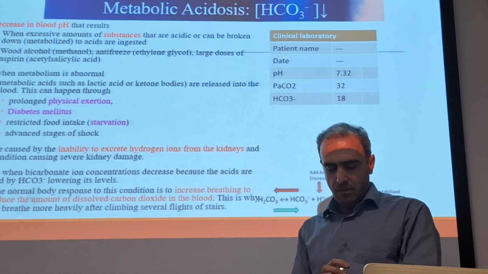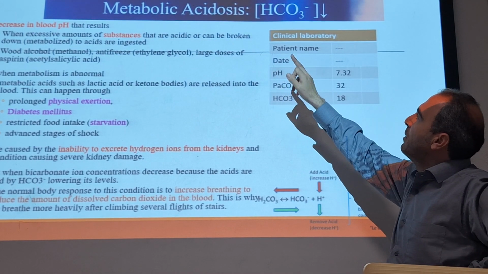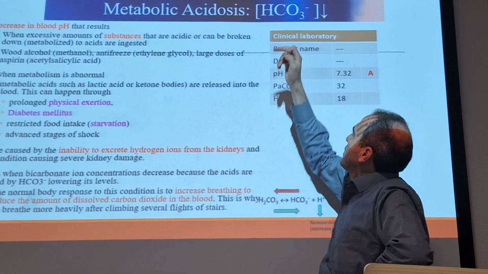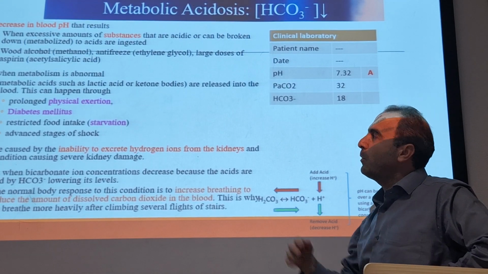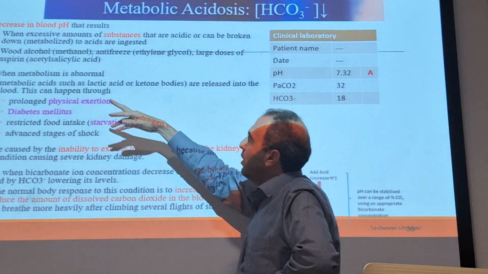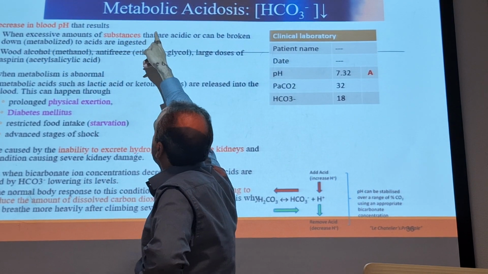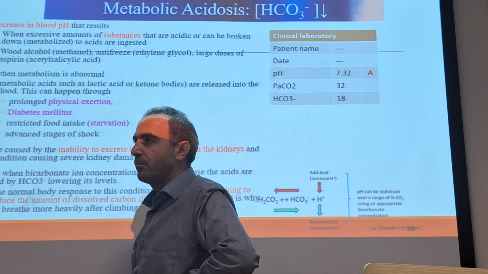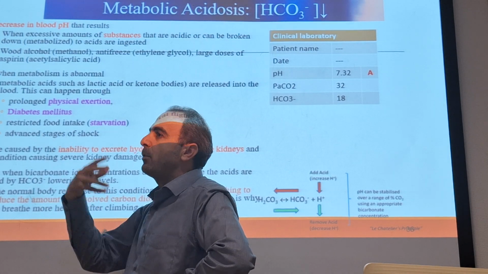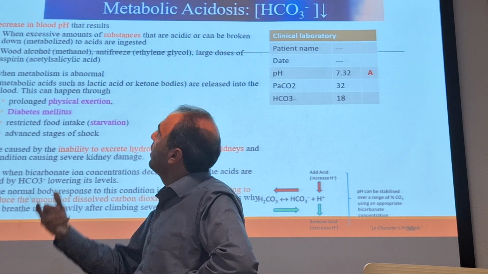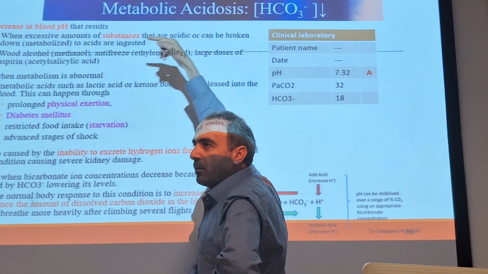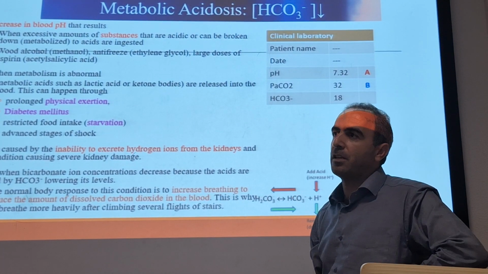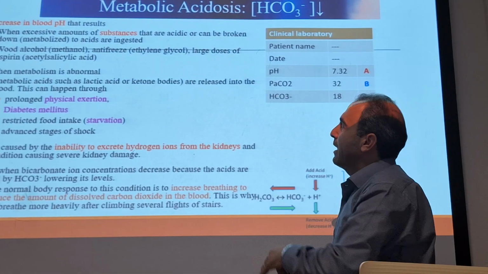So let's look at the situation here. We have a metabolic acidosis, the first one. In metabolic acidosis, bicarbonate concentration is decreased. When excessive amounts of substances that are acidic or can be broken down to acid are ingested, these acids produce H positive. H positive combines with the bicarbonate and uses this bicarbonate. Bicarbonate acts as a buffer for this H positive, so the amount of bicarbonate decreases.